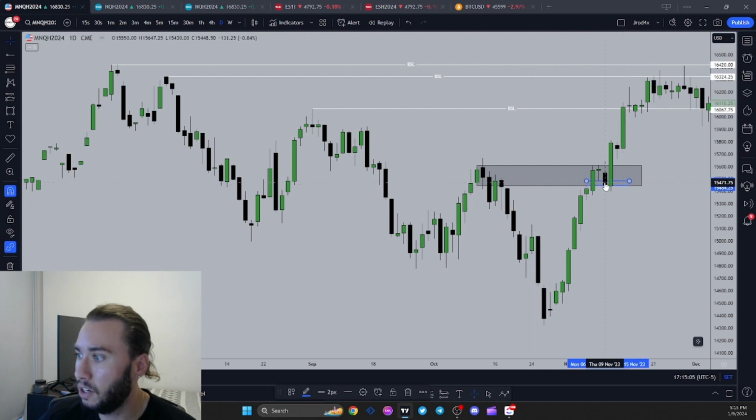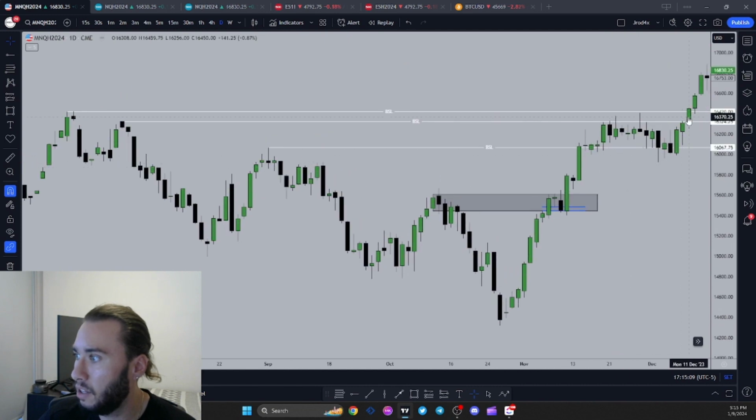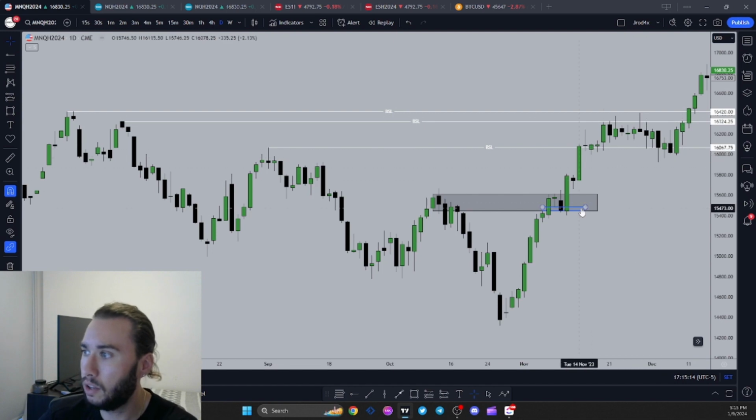Entry would have been November 9th, and full target would have been hit this day here, which would have been December 11th. So just a little bit longer than a month for this to play out, but keep in mind, day one, you would have been floating in profit. First target would have been hit on day 1, 2, 3, 4, 5, 6, 7, 8. Day 8, you would have had second target delivered, came close to it at the end of November, and then ultimately the target was delivered December 11th.